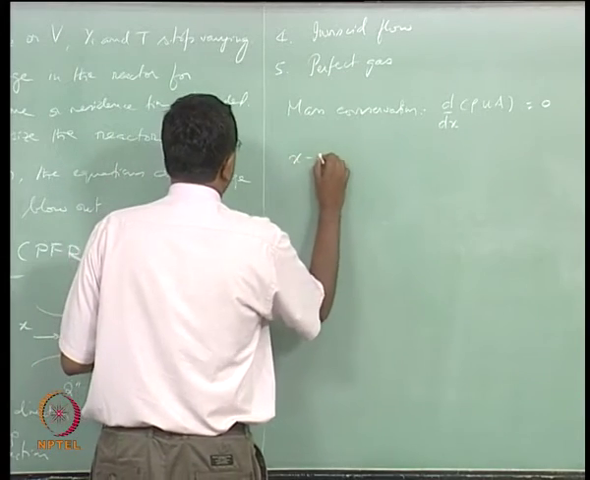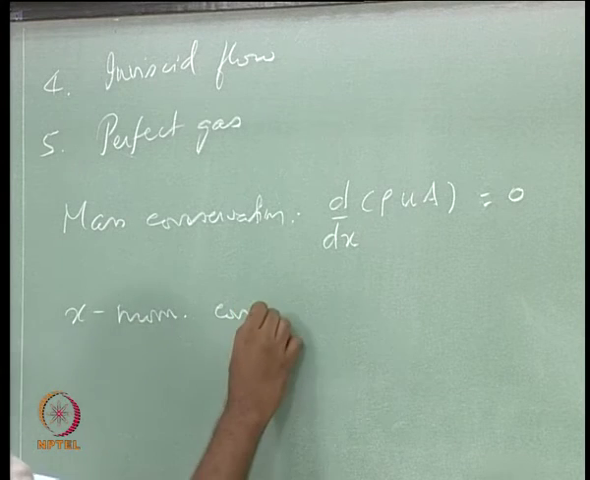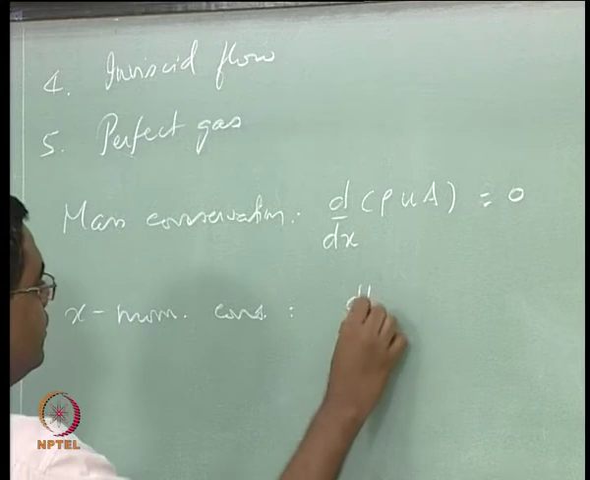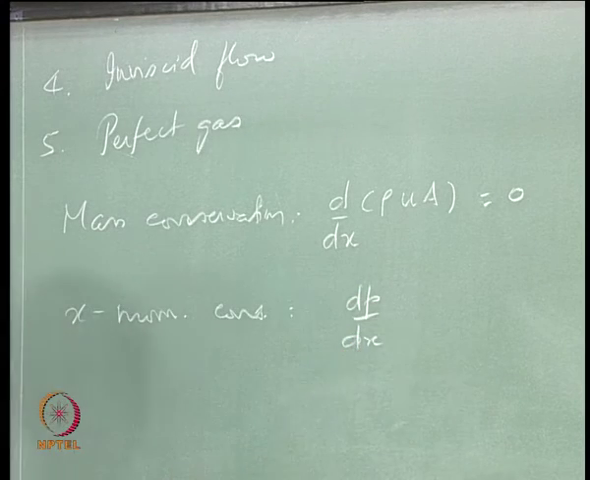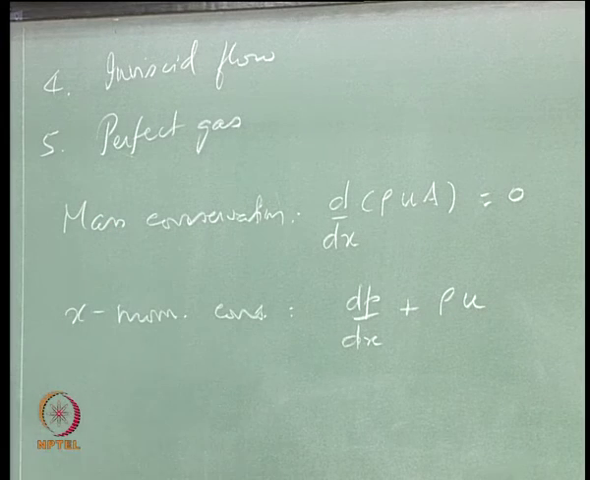So, x momentum conservation. This is simply boiling down to your one-dimensional Euler equation, I should say.